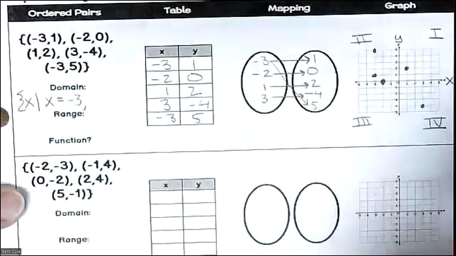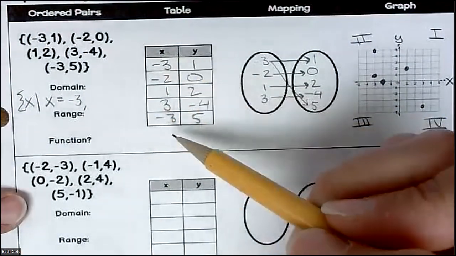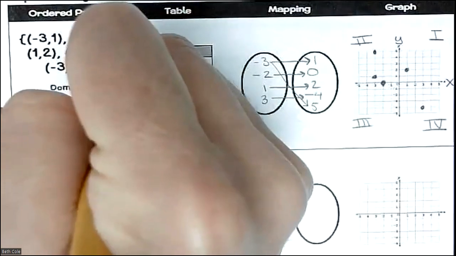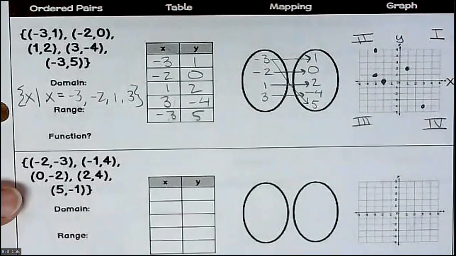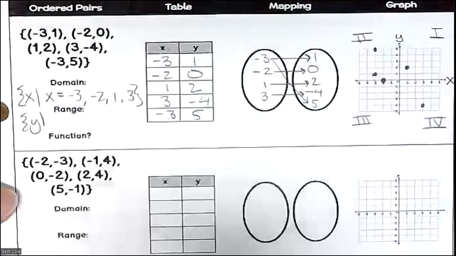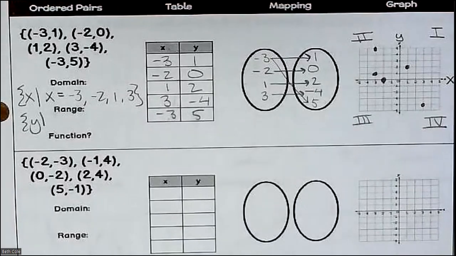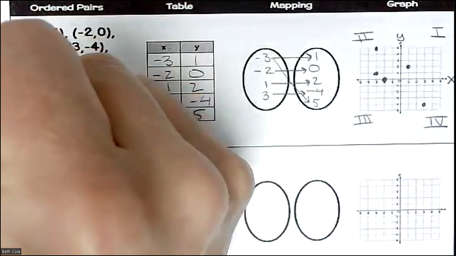-3, comma, and then what would be next? -2, good, and then 1, and then 3, good. And then you're going to do the same thing for y. It's a swirly bracket, y with a bar. That means such that, y such that. And we're going to put y equals.